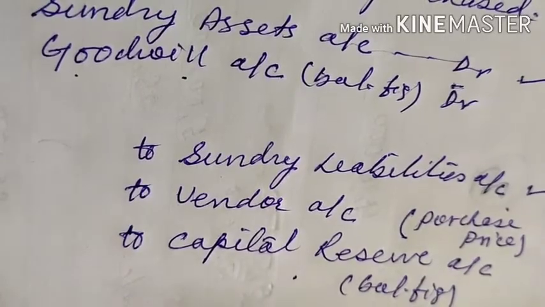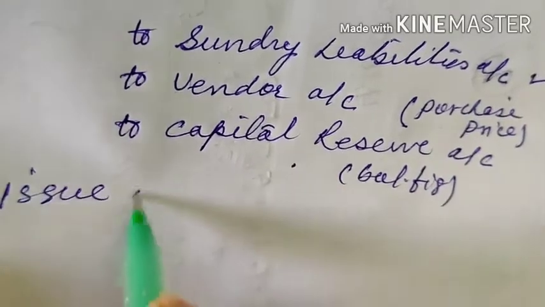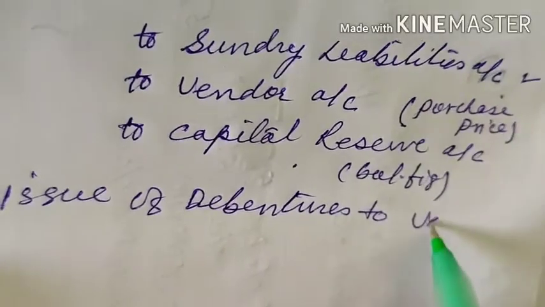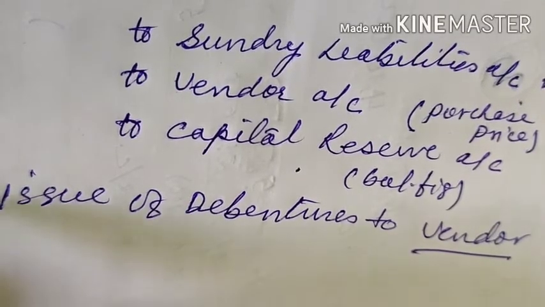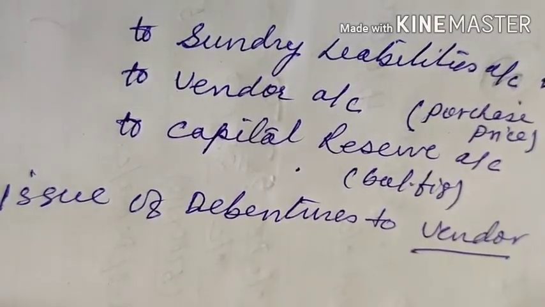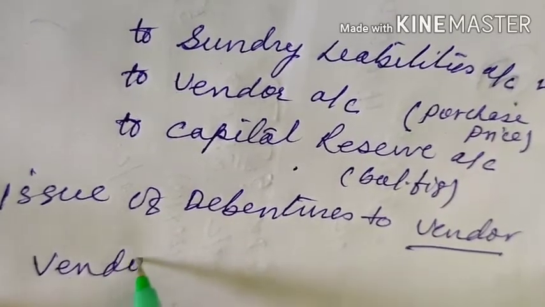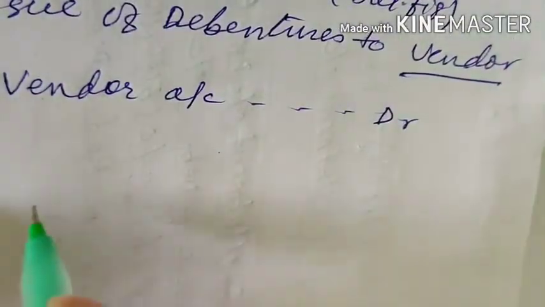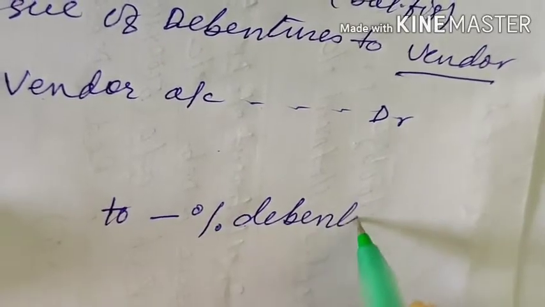Now after this, we will make the entry for issue of debentures. Issue of debentures to whom? To the vendor. So the debentures are issued to the vendor. So we'll have here vendor account debit to percentage debentures account.